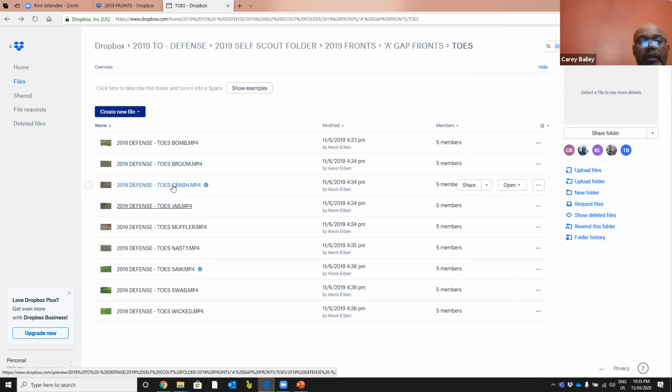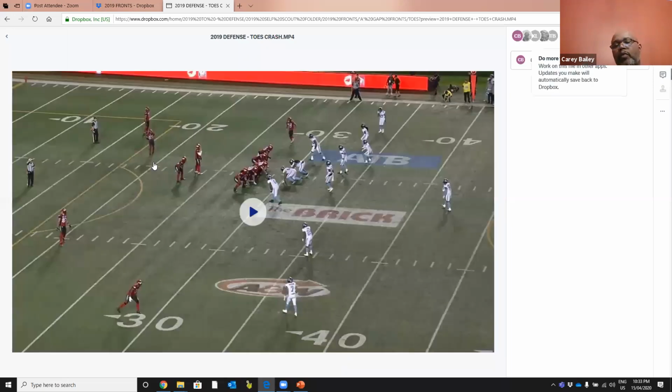Okay, look at a crash technique. Okay, crash technique is a gap exchange as well. Used to be called the squeeze square. So basically in this instance, if that tackle goes down, he's crashing hard and that backer is going to come outside and take the salad.